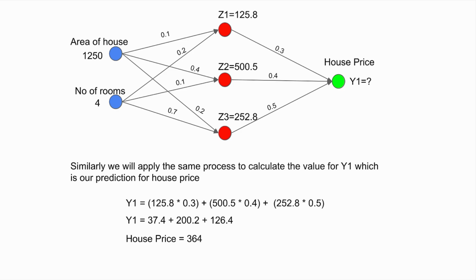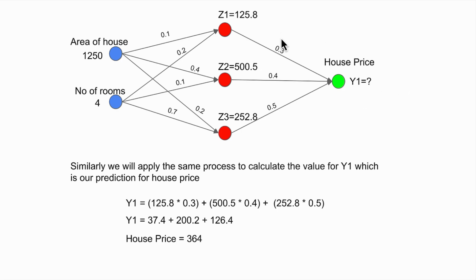The reason for this is that right now we have assigned random values to these weights. But now, after passing input data to our neural network and getting the predicted value for the house price, we are going to compare that price with the actual price of that house.